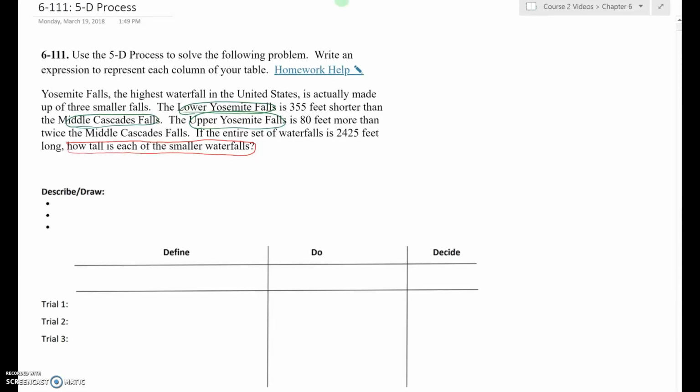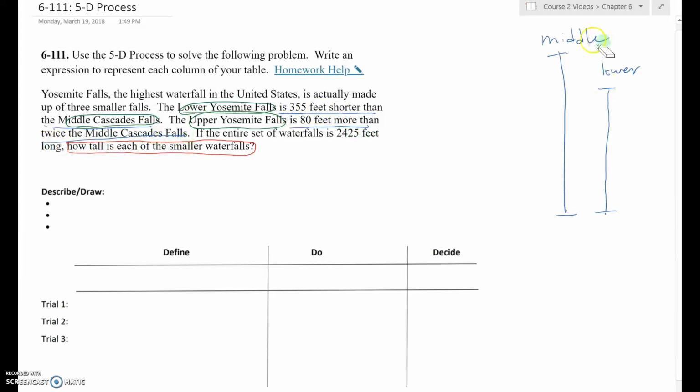The really important pieces here, I'm going to do in blue, are these expressions here. The lower Yosemite Falls is 355 feet shorter than the middle Cascade Falls. So here's the shorter falls. From here to here, we'll call this lower. And then this is the middle one because it's longer. And then the upper Yosemite Falls is 80 feet more than twice the middle.